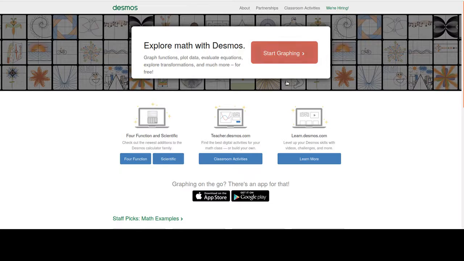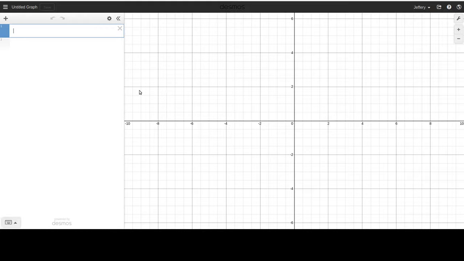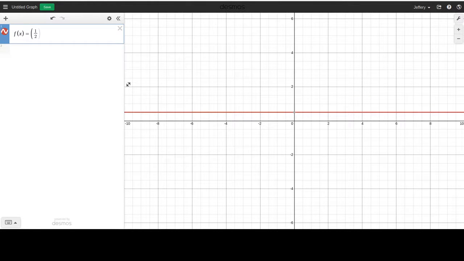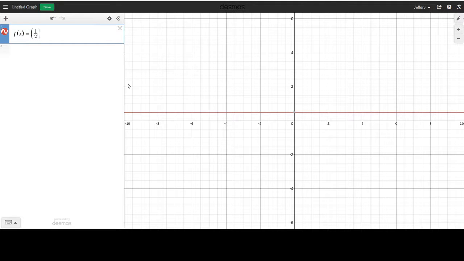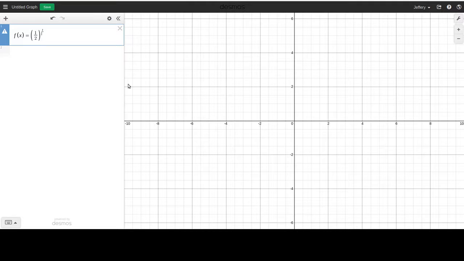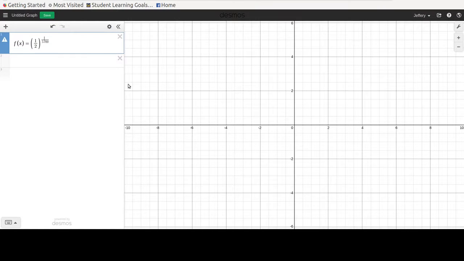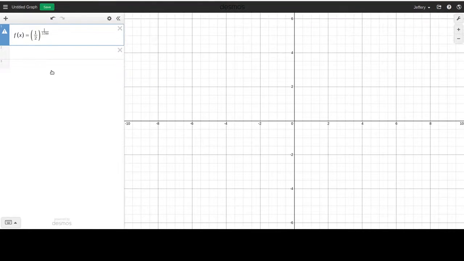And I'm going to put in my two functions. I'm going to put f of x is equal to 1/2 to the power of t divided by 5,700. Whoops, that's going to be an x. I called it t, I'll change it back to x. Come on, x. All right.